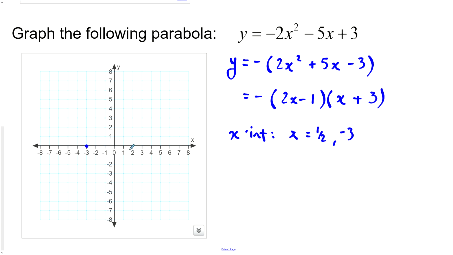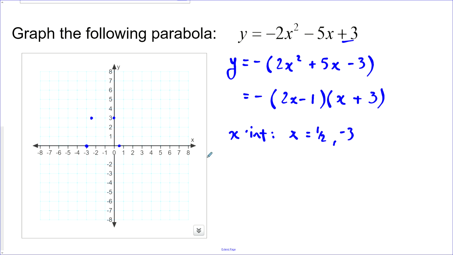We'll plot those points on the graph, 1/2 and negative 3. Now we'll find our y-intercept. That'll be this constant term here of 3. So there's our y-intercept marked on the graph. Which would mean, given symmetry, that's also a point on the graph, 1/2 units away and 3 units up. Now we need to find the vertex, and it's halfway in between this.